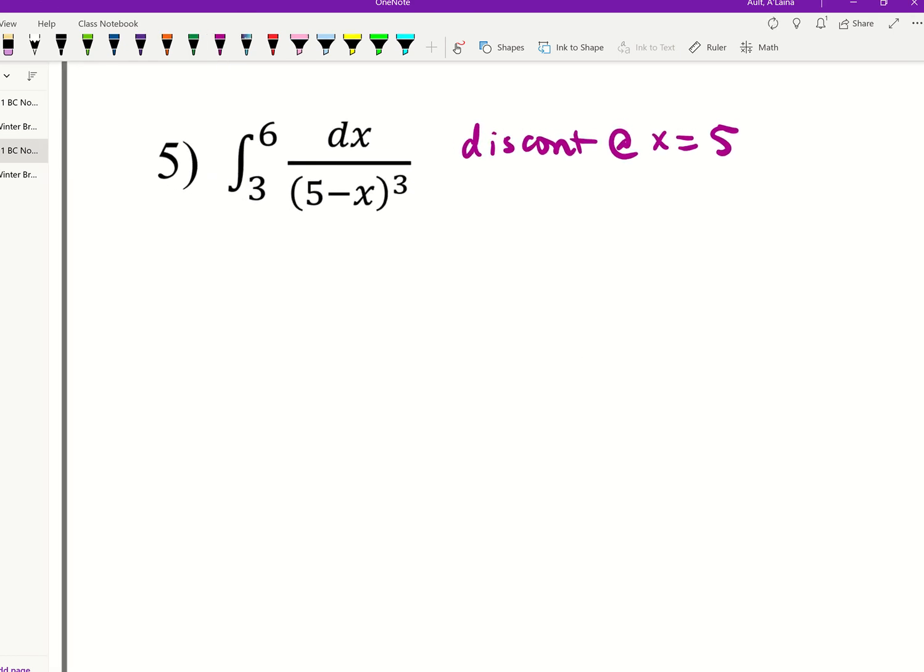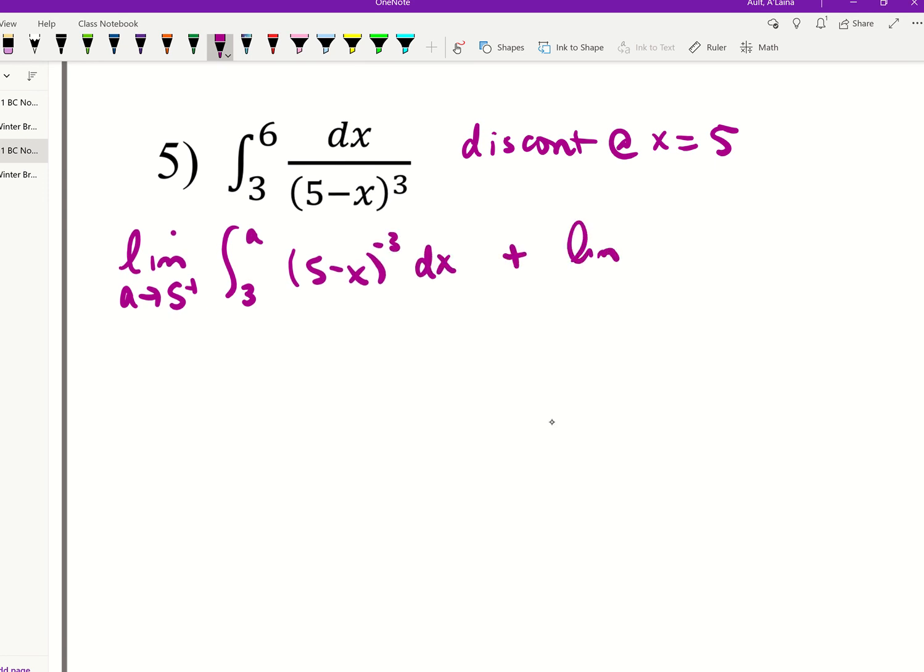All right, so I'm going to rewrite this, being careful with my limit notation. I'm going to start with the limit as a approaches 5 from the left. I'm going to start at 3 and go to 5. Hopefully you can visualize we're coming towards 5 from the left-hand side for this first part. So this would be the integral from 3 to a of (5 minus x) to the power of negative 3 dx. I'm going to be using the power rule here.